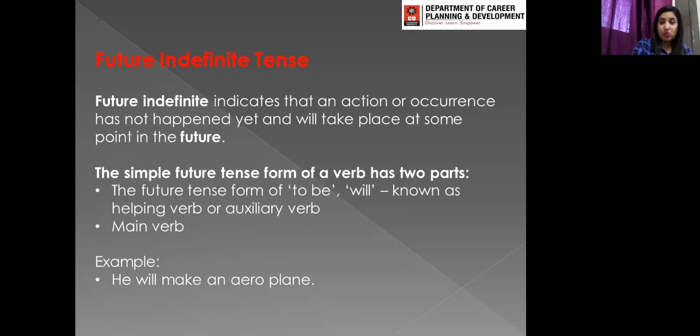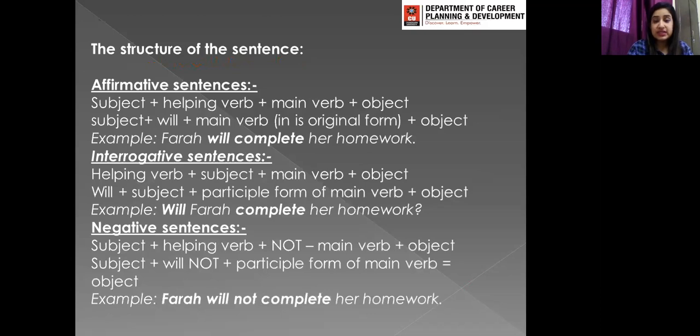The example here is, he will make an aeroplane. Here, will is the auxiliary verb and make is the main verb. So they are saying that the person is going to make an aeroplane in the future. Next is the structure of these sentences.